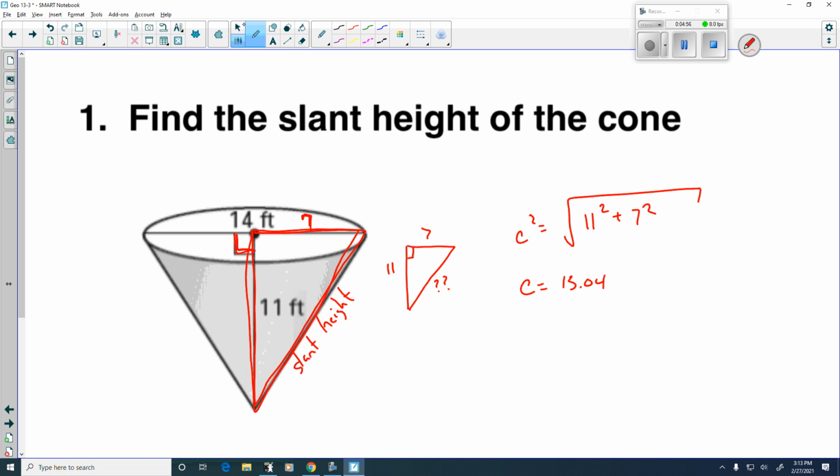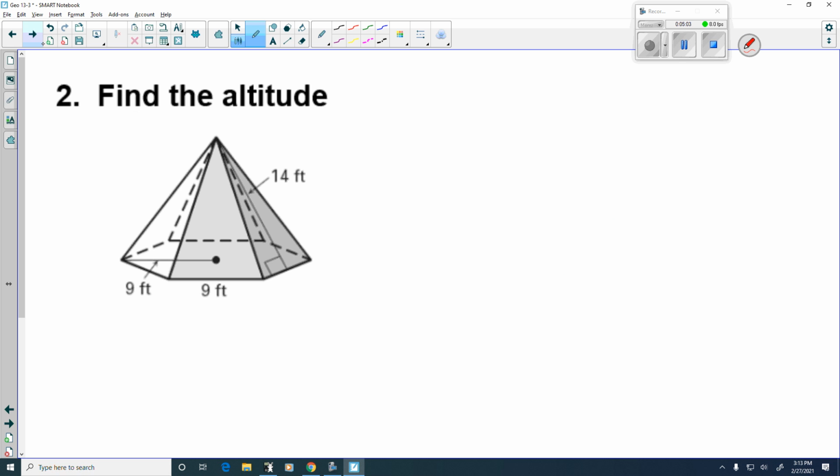They gave me units, so the units, it's just a line segment, so the units are one-dimensional feet.